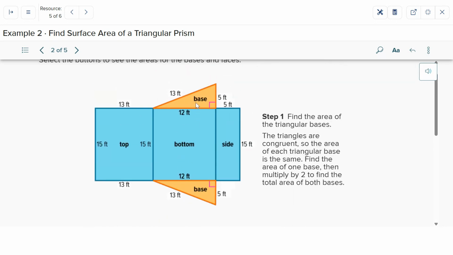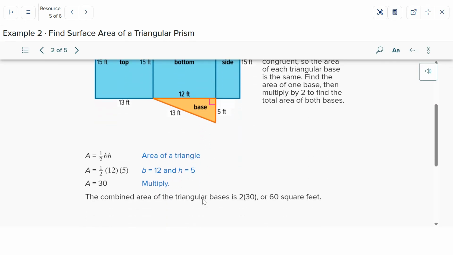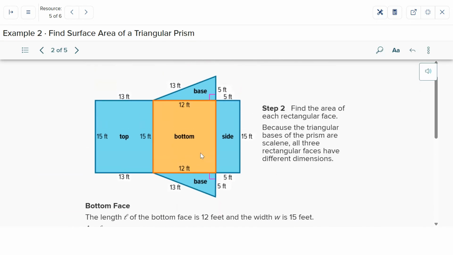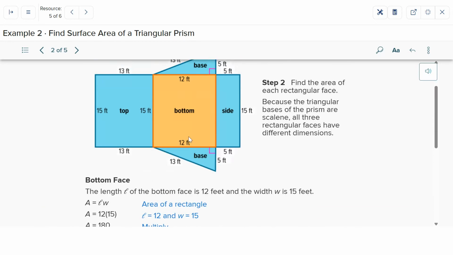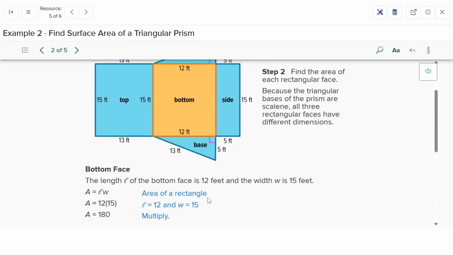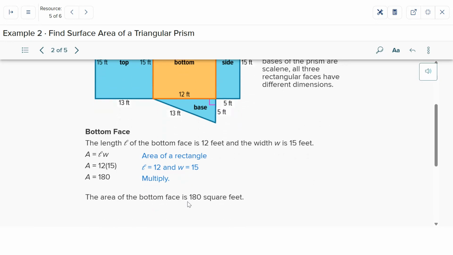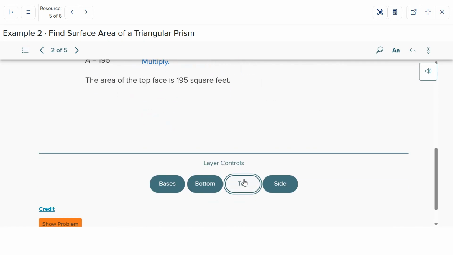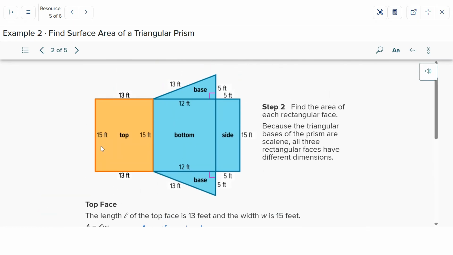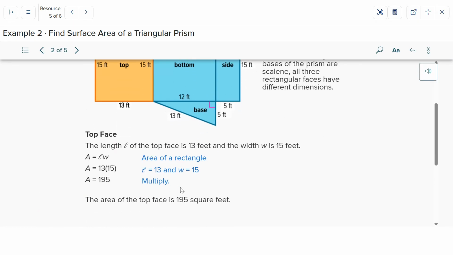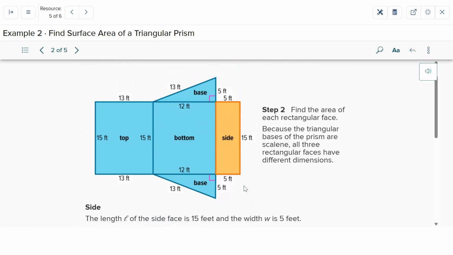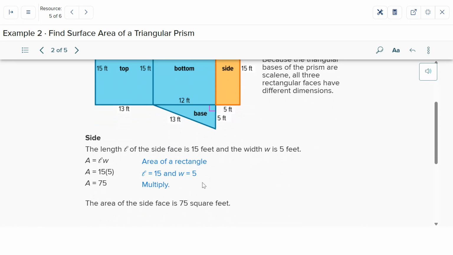So we have two of those triangles, which means that we are dealing with a total of 60 square feet for both triangles. The bottom is just a rectangle, so we just take our length times our width, so 12 times 15, which comes out to be 180. So there's only one of those, so we have 180 there. Our top is 13 times 15, and that gives us 195. And then finally, 5 times 15 for this side, which is 75.